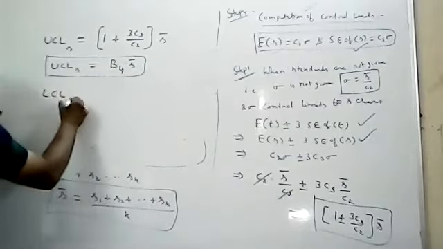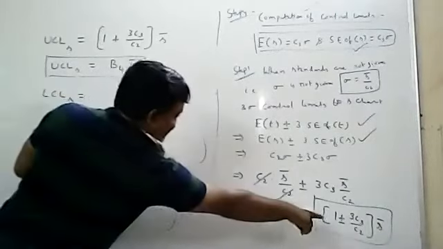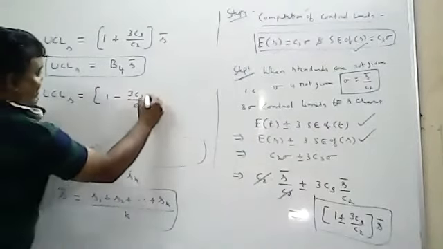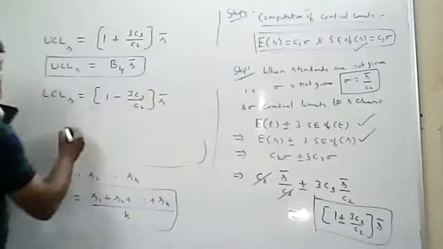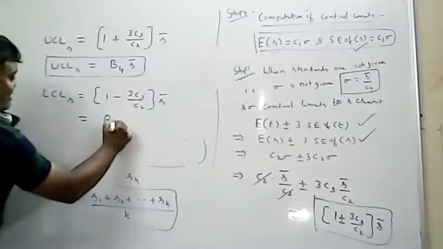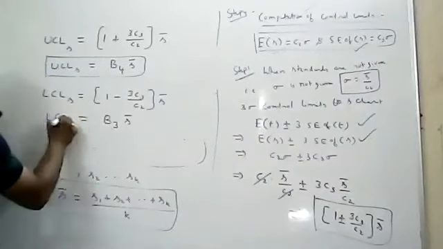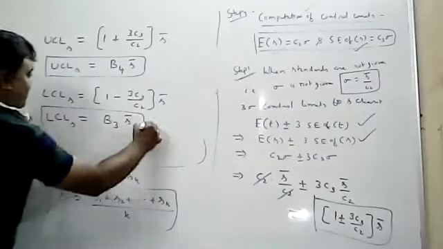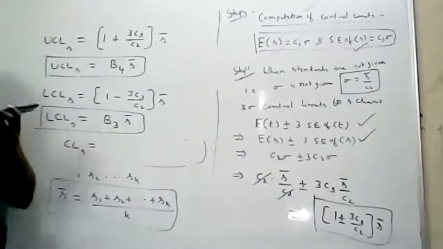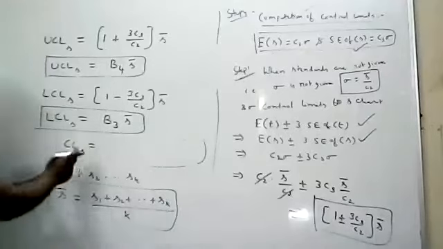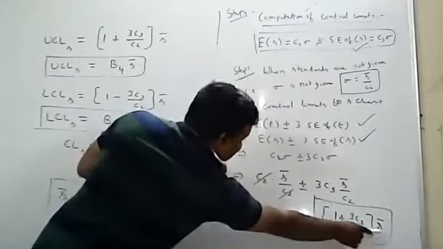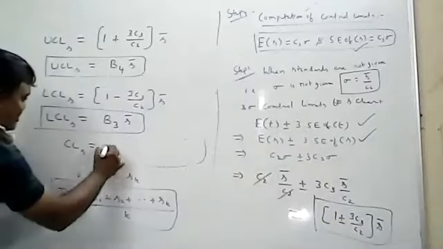Similarly, you can calculate LCLS. LCLS equal to LCL will take the negative sign. Negative sign means what you will get? 1 minus 3C3 by C2 into S bar. So what is this constant? This constant I assumed as B4, so I will take this constant as B3. LCLS equal to B3 S bar. Last one, what is the CLS value? First part value is 1 into S bar, so CLS is S bar.